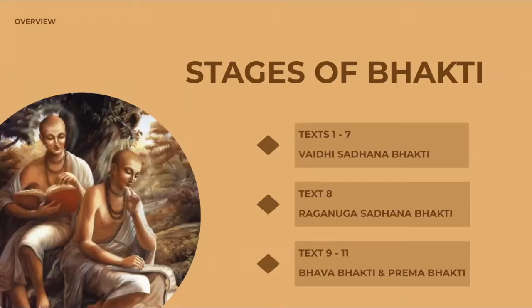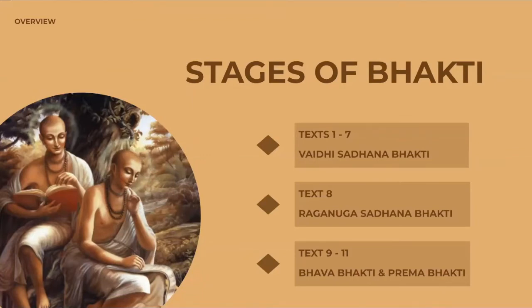When a person follows these first 7 verses very sincerely, he becomes qualified to enter into text 8, which is the Raganuga Sadhana Bhakti, which explains what should be done at that stage. When a person sincerely follows that Raganuga Sadhana, he becomes qualified, by the grace of Krishna, to achieve the level of bhava. That is explained in verse 9. And then 10 and 11 speak about the level of prema bhakti, the devotee who has achieved perfection. What is his vision? What is his stage of devotion?